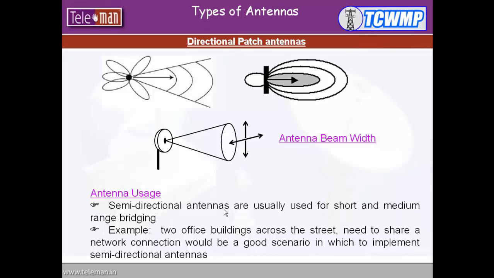Semi-directional antennas are usually used for short and medium range bridging. For example, two office buildings across the street that need to share a network connection would be a good scenario in which to implement semi-directional antennas. So let's say I am in one building, I fix a patch antenna, and there is another building across the street where I will fix another patch antenna, and I can bridge the gap. I can cover the range.